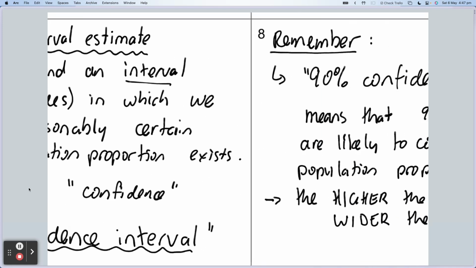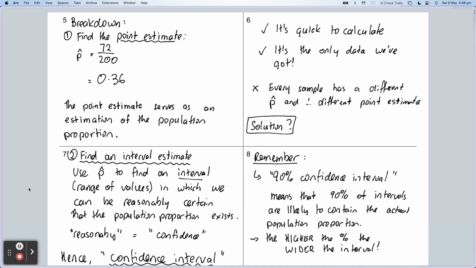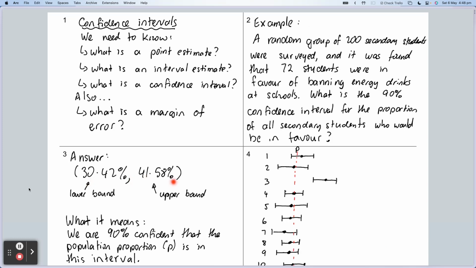Just to remind you, I'll zoom right out so you can see all 4 at once now. Don't forget to pause along the way and write some notes if you need to. A 90% confidence interval means that 90% of intervals are likely to contain the actual population proportion. That's what it means. The higher the confidence percentage, the wider the interval. In other words, if I go for a 99% confidence, I can do that with my sample, but you'll find that the interval is wider. So at the moment, this 90% confidence interval from 30 to roughly 42 is about 12%.